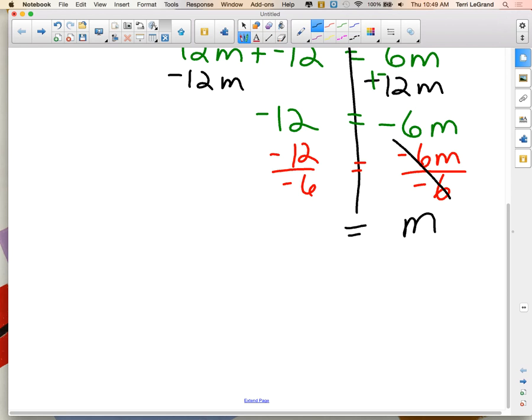So now we have m alone, and what's a negative divided by a negative? Positive. How many 6s in 12? 2. Is 2 equals m the same as m equals 2? Yeah.